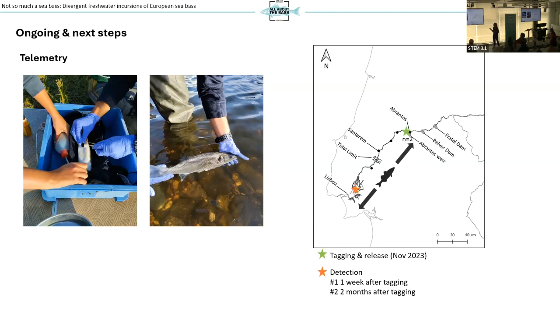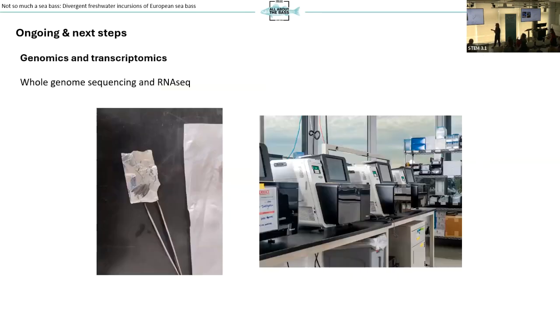We only tagged 2 fish last year, but we detected them. One week after tagging, 1 individual was recorded down in the estuary, and the other fish spent 2 months somewhere upstream of the estuary during the winter months. And we also hope to do some genomics and transcriptomics to look into whether these fish that move into fresh water have actually adapted to the fresh water or not.